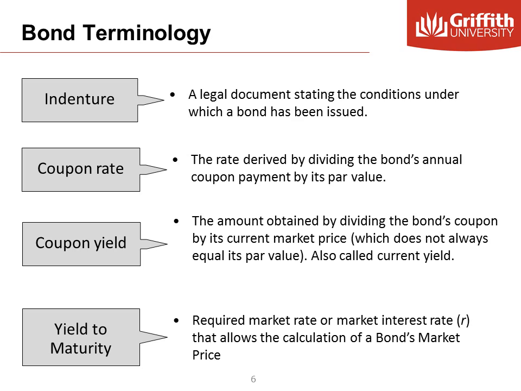The indenture is a legal document prepared at the time of issuing the bond, which specifies the conditions of the bond, like the coupon rate, when the payment is made, or any other conditions.